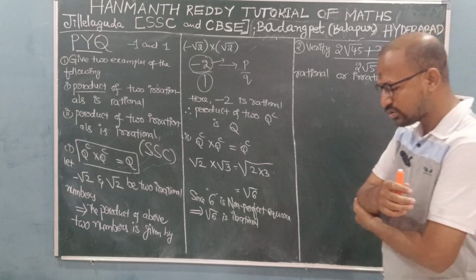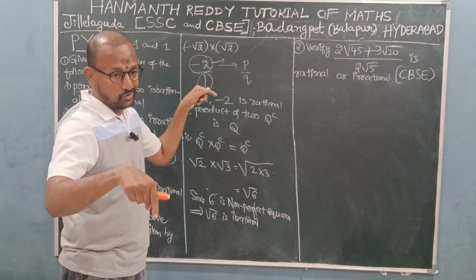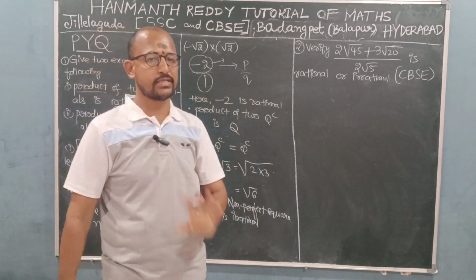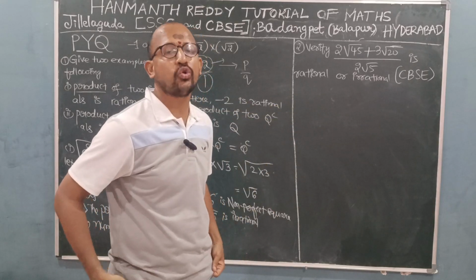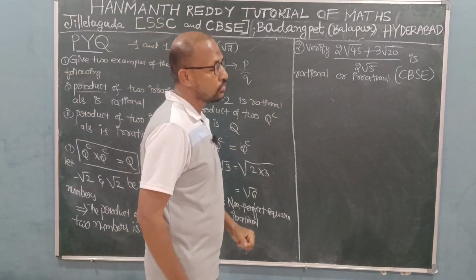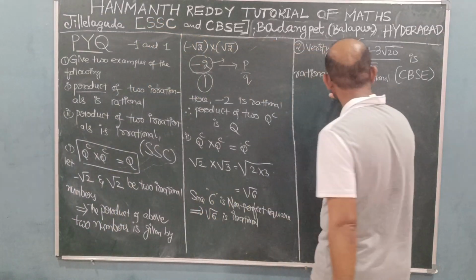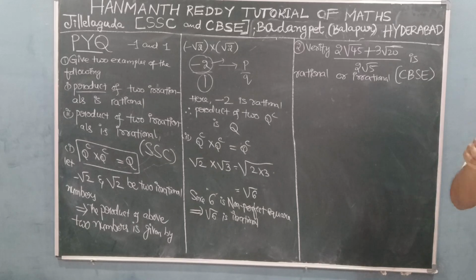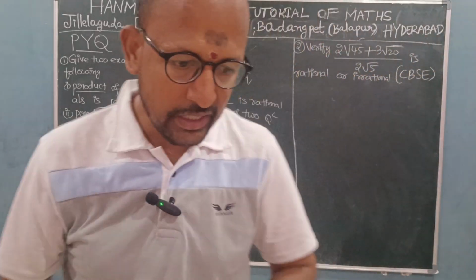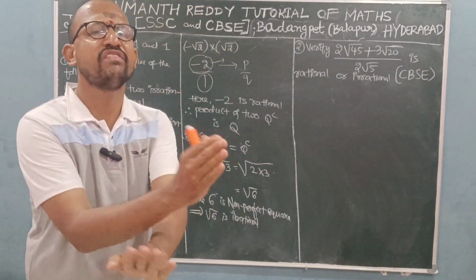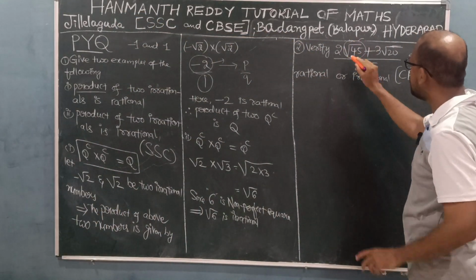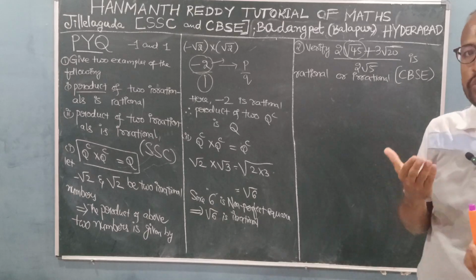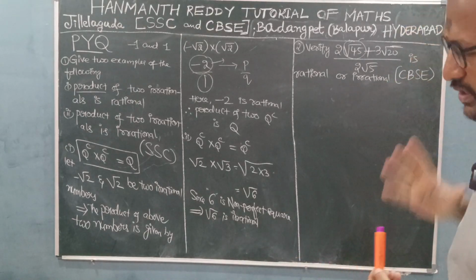Now coming to the CBSE question, which was given in 2025. Your seniors wrote this question in the 2025 board paper. How to do it? Whether it is rational or irrational, first of all I want to go for simplification, as I told you yesterday in the previous class. So simplify √45 because simplification is possible. If it is not possible, leave √45 as it is.